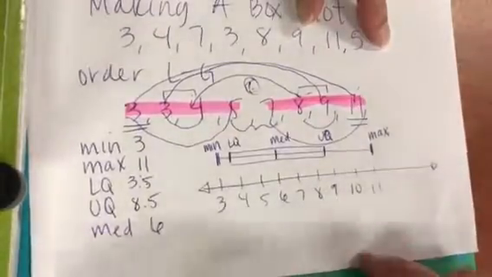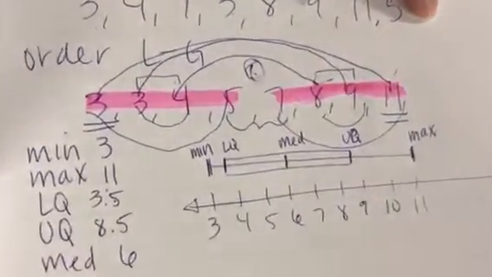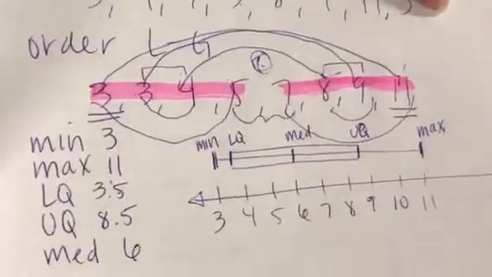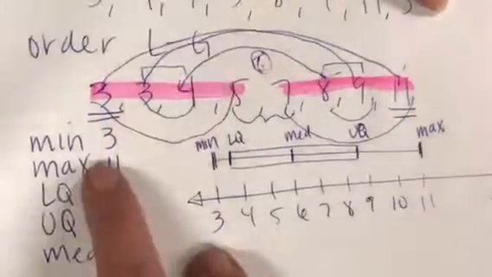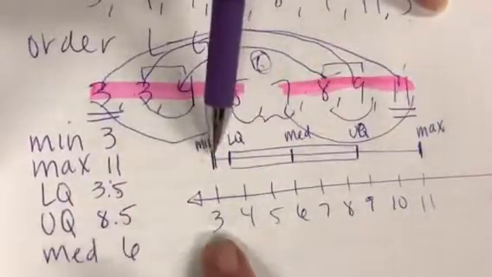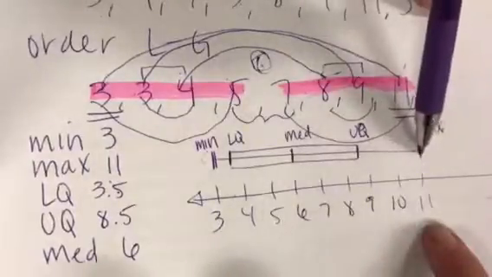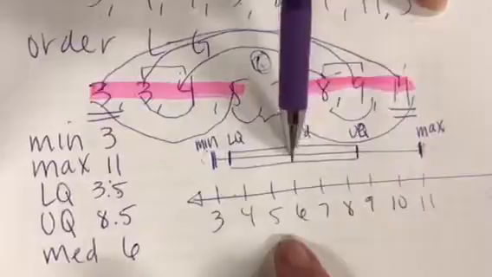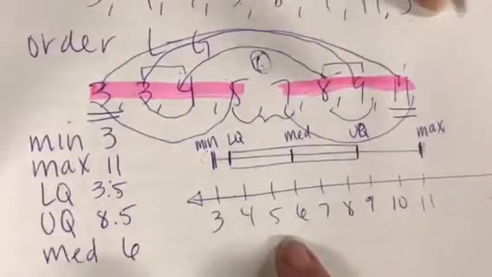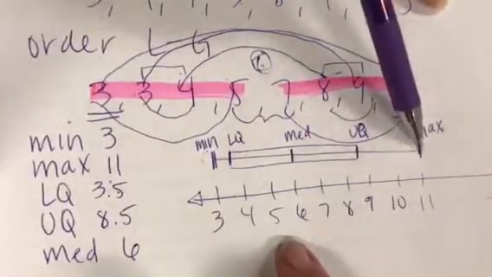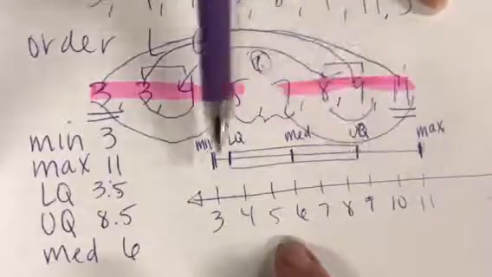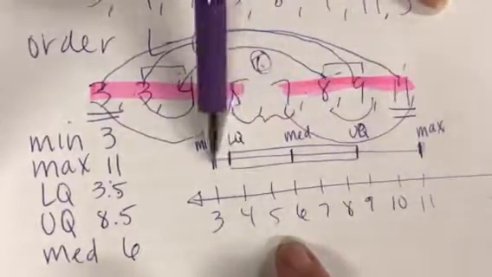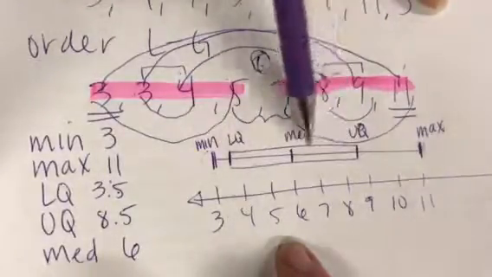So I went ahead and put in all the numbers that I needed. Here we go. Before I do anything, I plot my 3, I plot my 11, and then I plot my lower quartile, my upper quartile, and my median. Then I make sure I've got my whiskers. So I go from this line to this line, make my whisker, go from this line to this line, make my whisker, and then I create my box around my median.